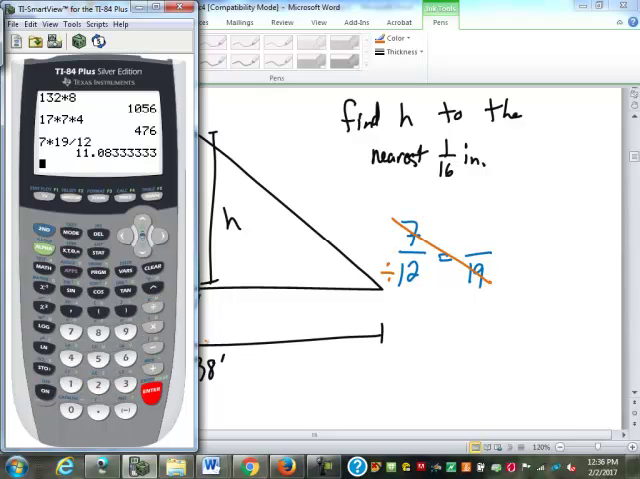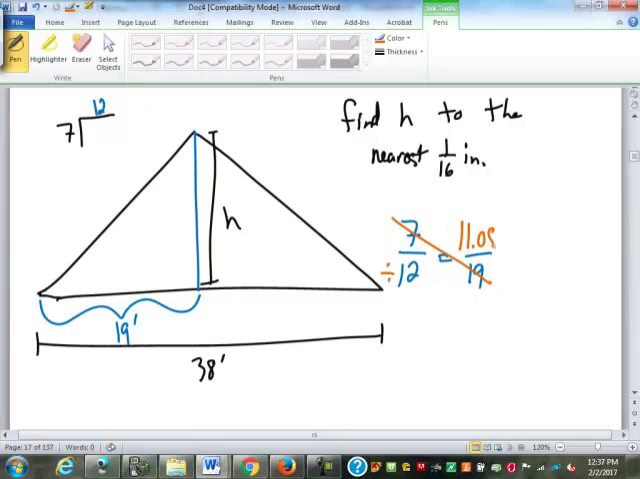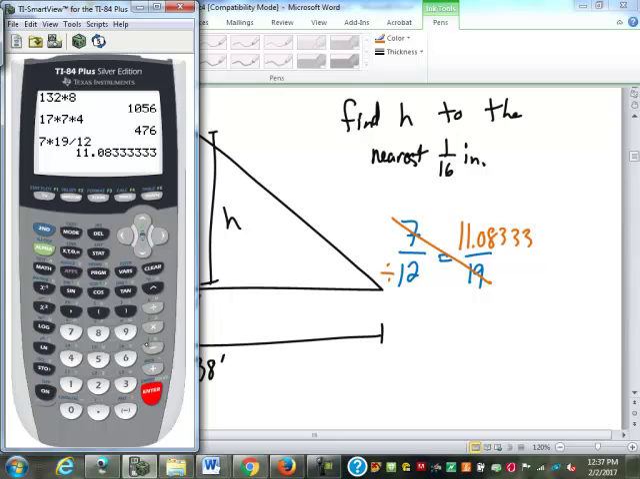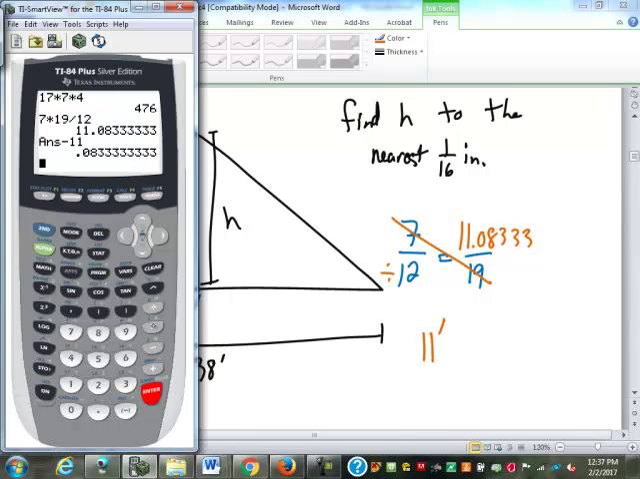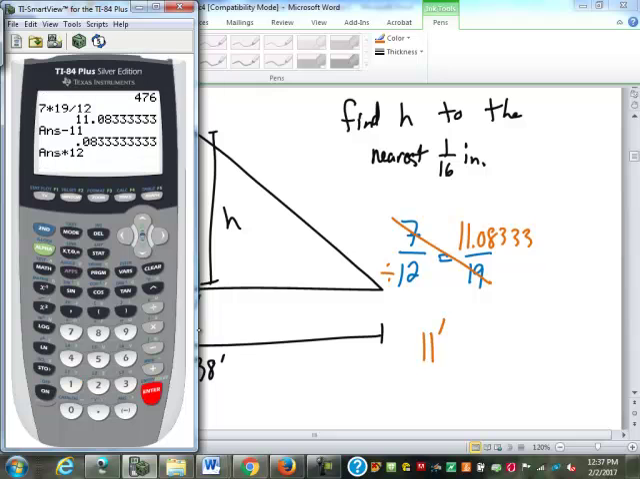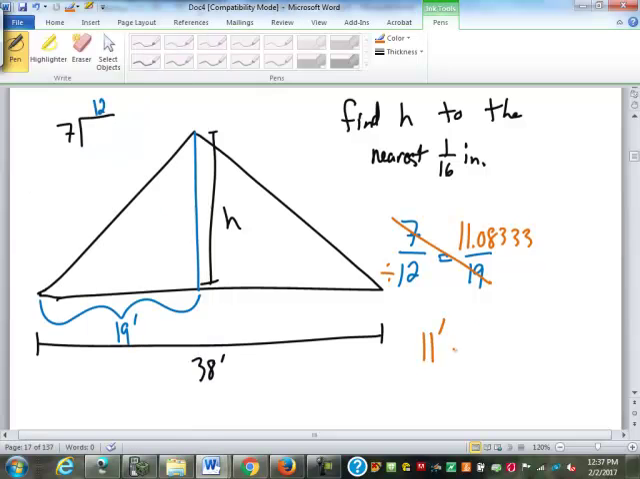Which gives us our rise, 11.0833333. Now, that's in feet. We want it to the nearest 16th of an inch. So with our calculator, how do we do that conversion? Well, minus 11, that's our whole feet. Very good. So it's 11 feet. We take what's left, we multiply it by 12 to turn it back into inches, and we get exactly 1 inch.